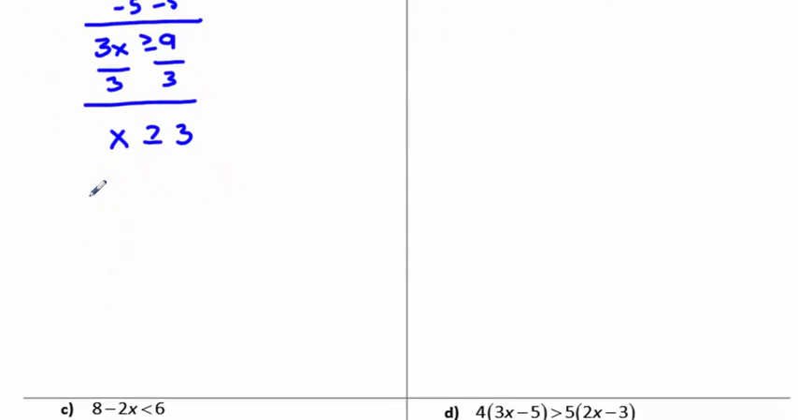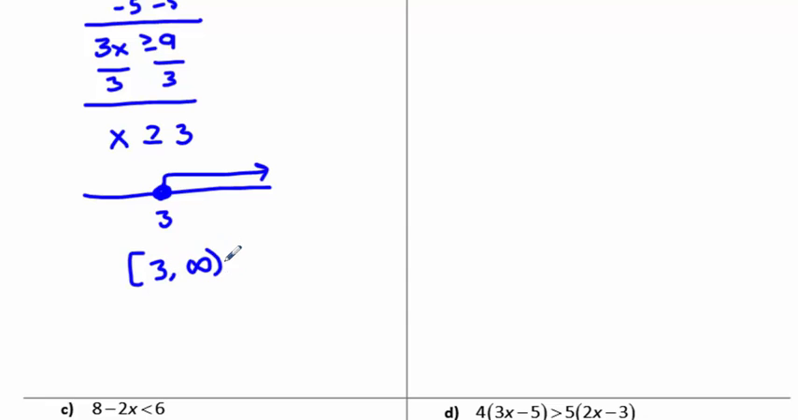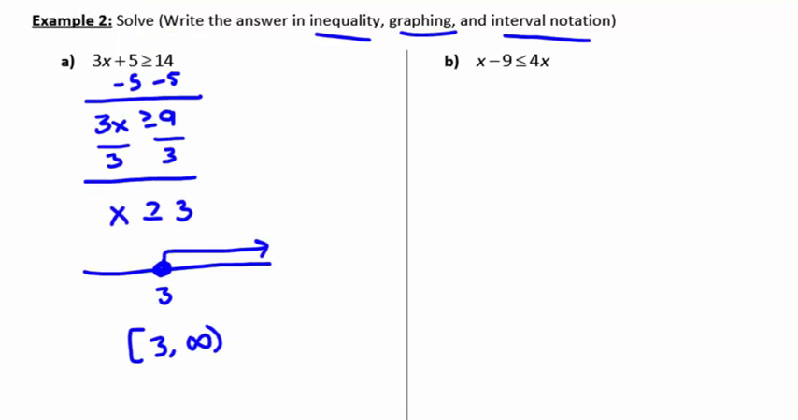I'm also going to graph this. Show where 3 is, closed circle because of the equal bar. X values are greater than 3, so I'm heading off towards the right. Again, closed circle or equal bar would start my interval with a bracket around the 3 up into infinity. Infinity always gets a parenthesis, by the way, never a bracket, because it's an idea that you can't actually reach. We're just approaching it. All right, part B.